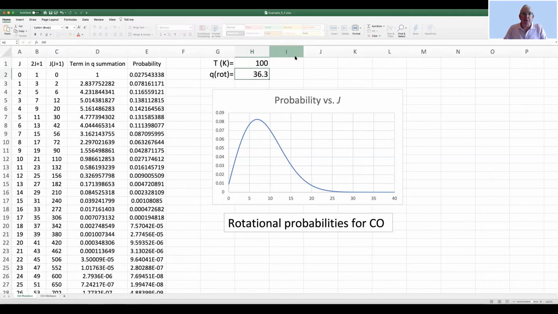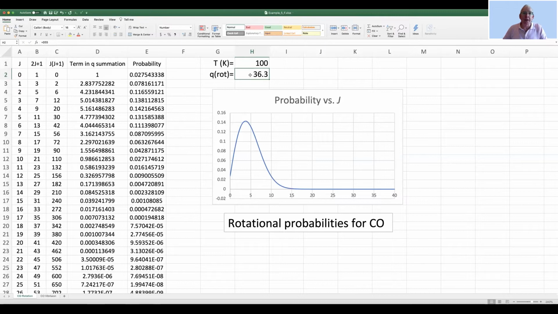So if I do that, first of all, my partition function has shrunk, right? It's down to 36 now, and so I've divided that down. It's actually proportional to the temperature, right? If you look at the way the equation was, it's the T over theta, right? My maximum in my curve now is showing up around j equals 4, right?